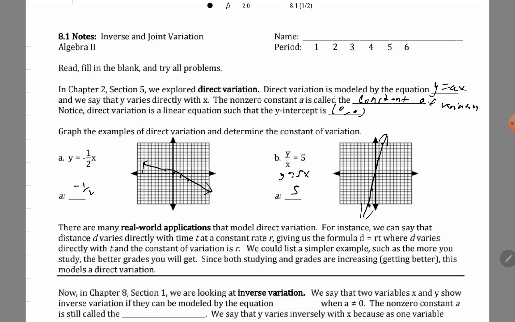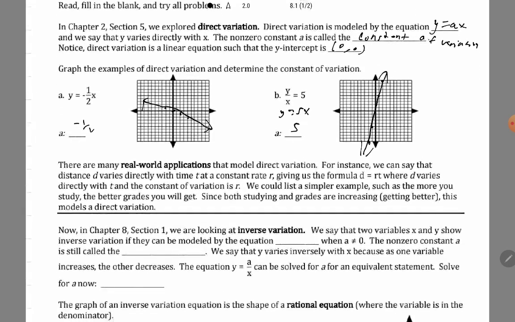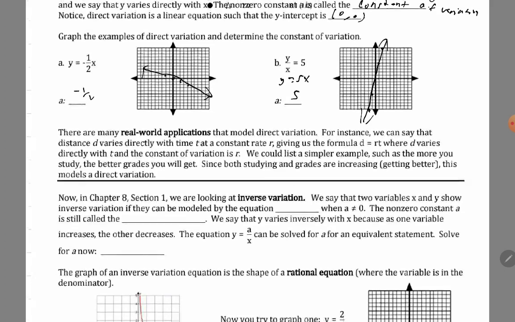As you should know, there's a lot of real-world applications. Some things directly vary with one another. You see it with science, growth rate, height, stuff like that. One example is that the more you study, the better grades you get. Ha ha ha. I mean, it's true.